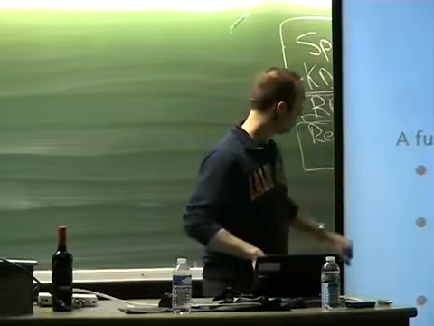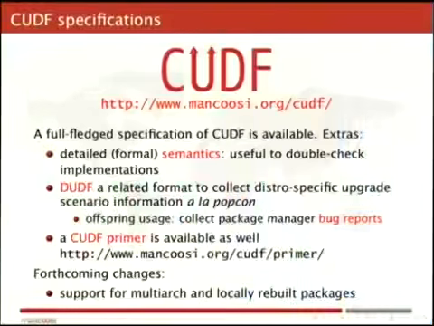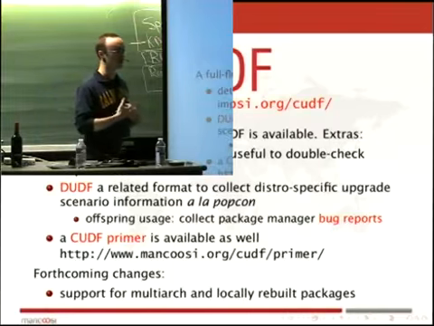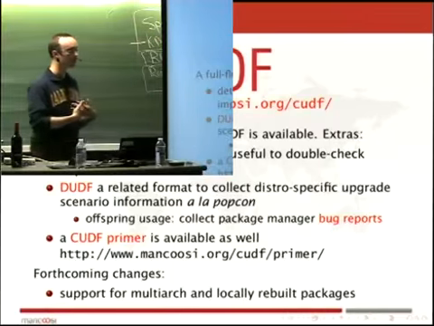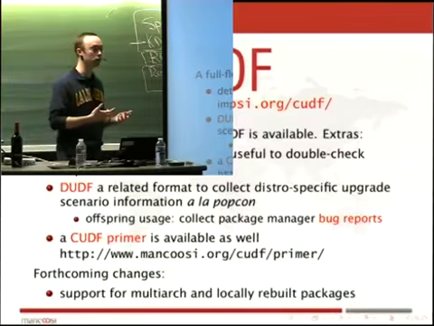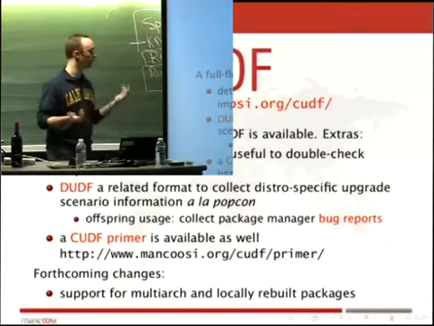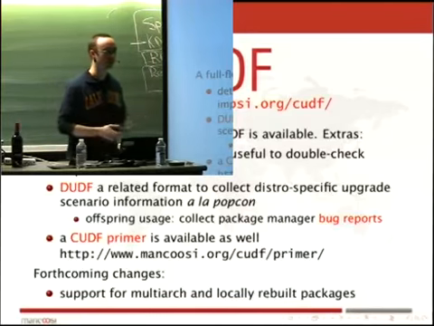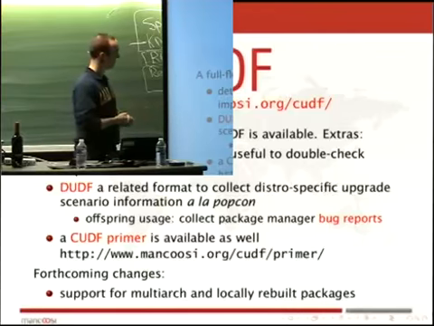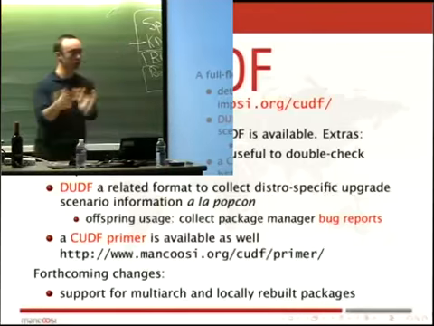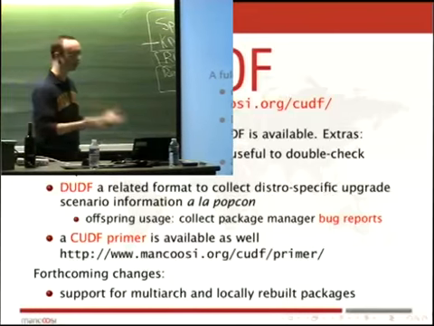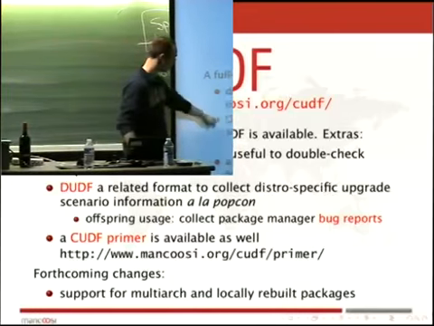We also have a specification of a related format, called DUDF, which basically captures the same information as CUDF, but preserving all the distribution-specific information. That's interesting for companies or for developers of package managers, who want to capture all details, like in case of a bug report. If you want to report a bug against APT or RPM, you need to embed all information in a single document and send it to your distribution editor to be able to reproduce what happened. So this format can be a solution for that.